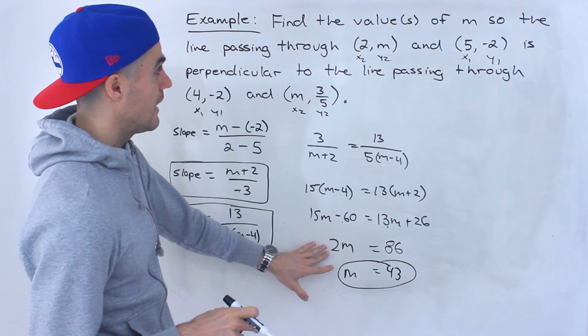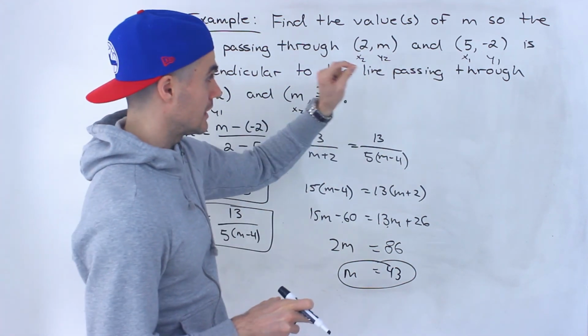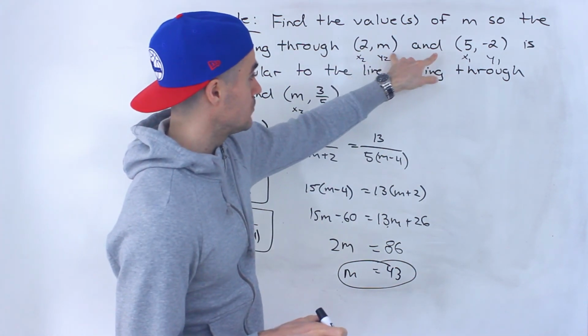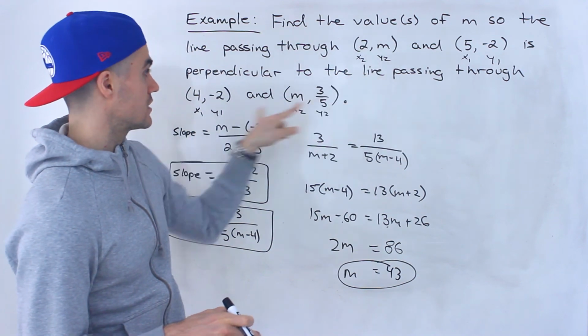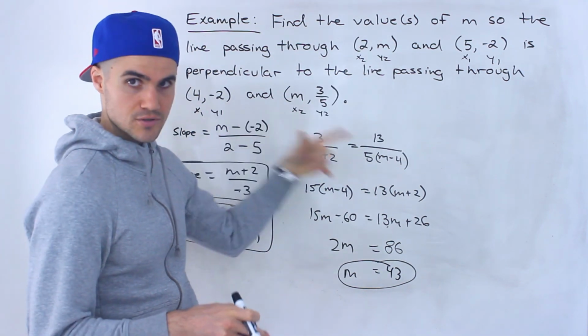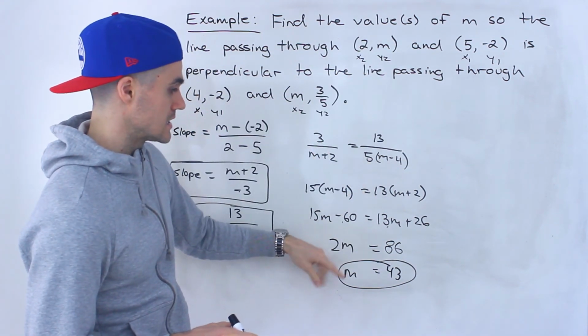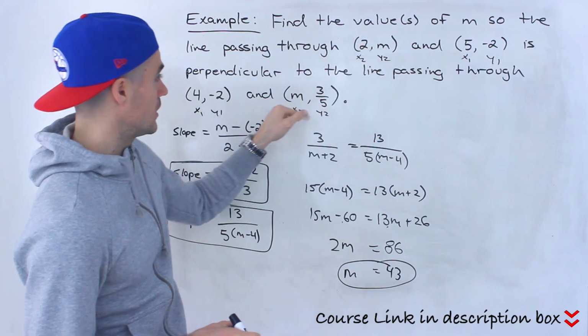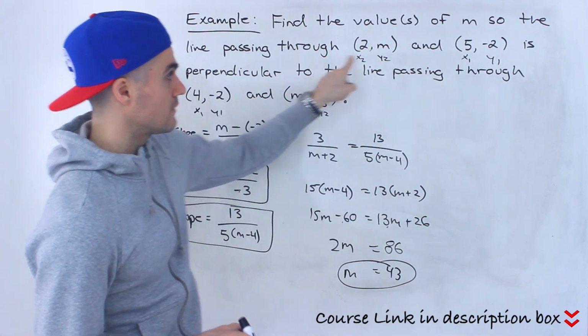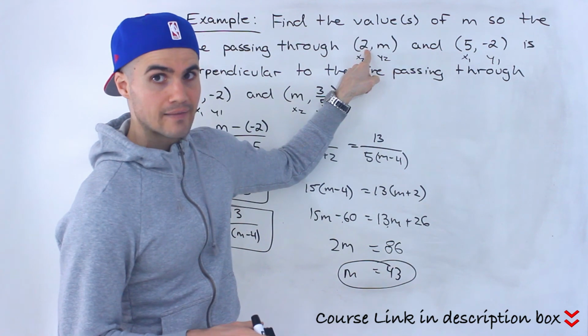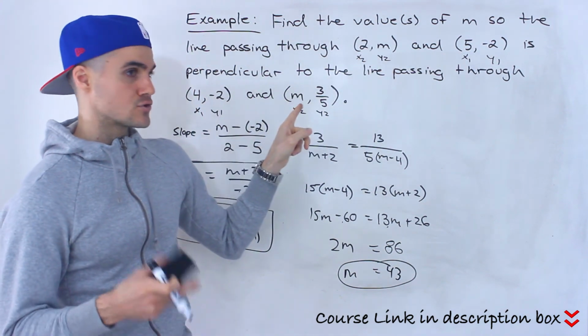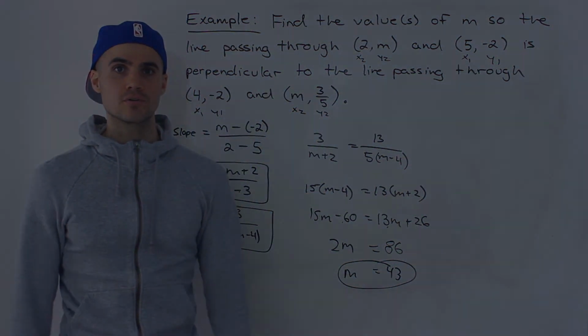So at that m value, the line that passes through these 2 points is perpendicular to the line that's passing through these 2 points. You could also test it if you have the time on a test. You could plug in 43 for m, find the slope of that line, find the slope of this line, and the two slopes should be negative reciprocals of one another.